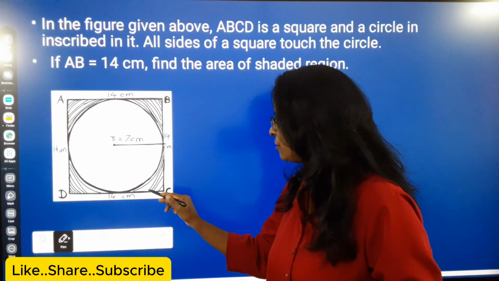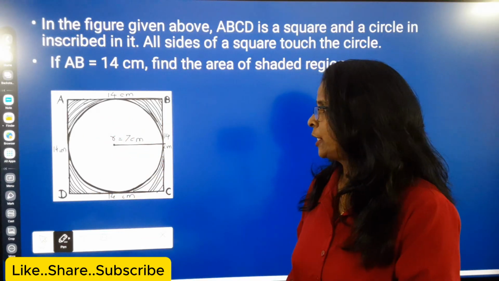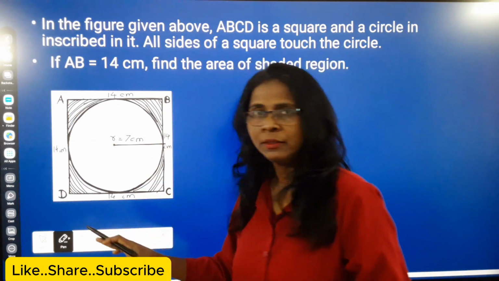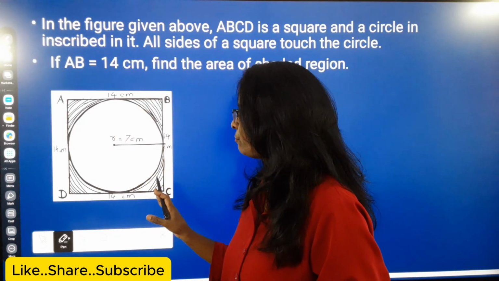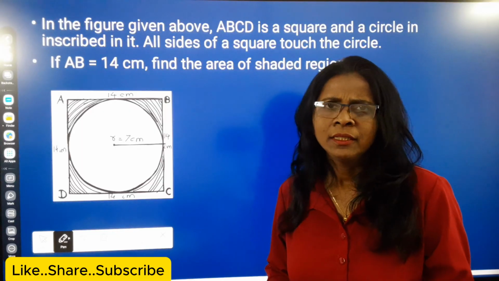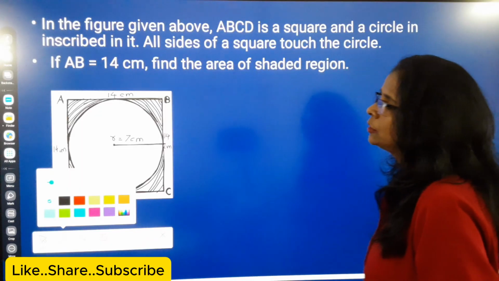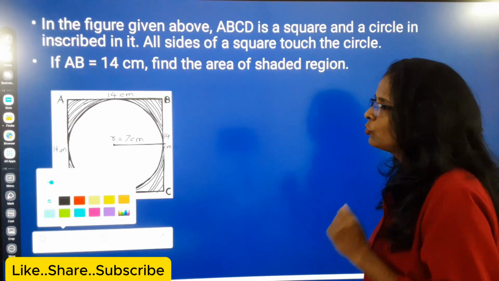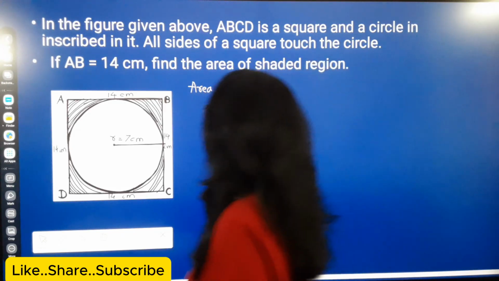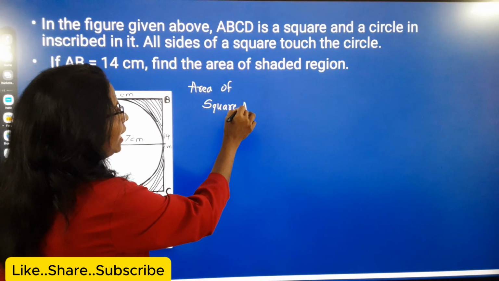So what is the shaded region? This will be the shaded region. So how can the area of the shaded region come? If you find out the area of the square, then the area of the circle, and then subtract, we can get the area of the shaded portion. So now here first we write the area of square.